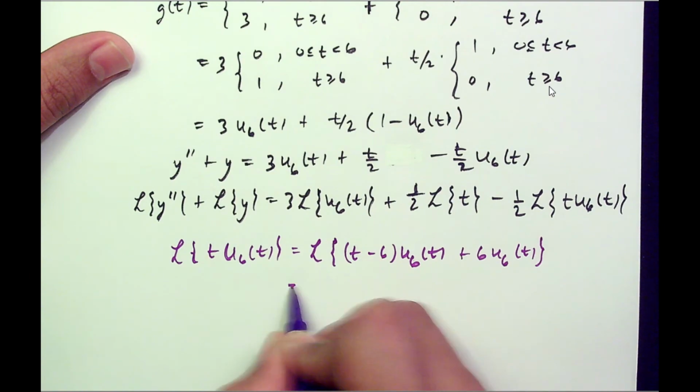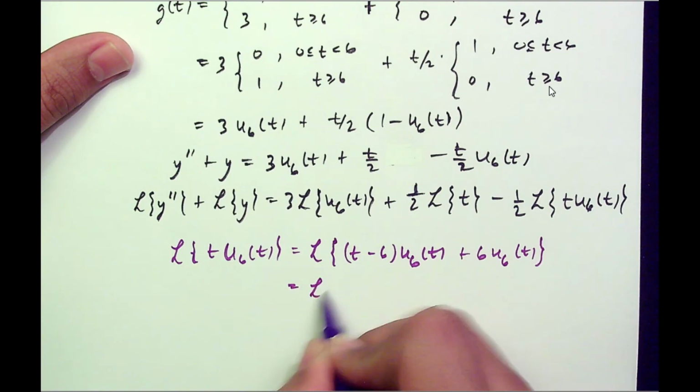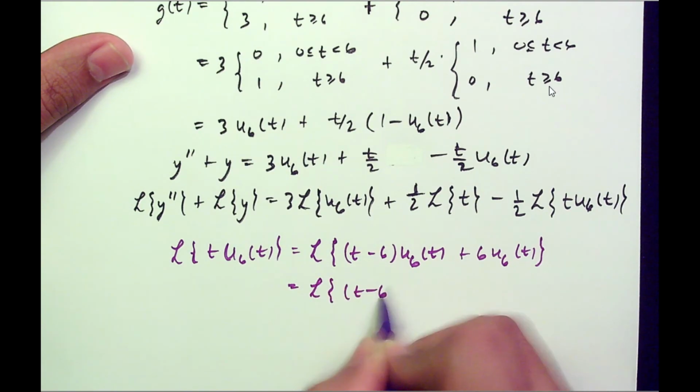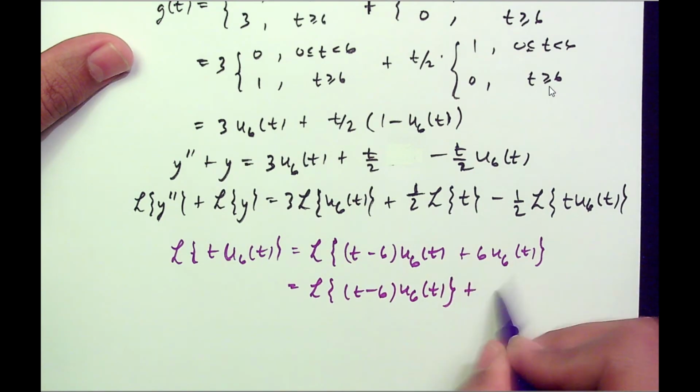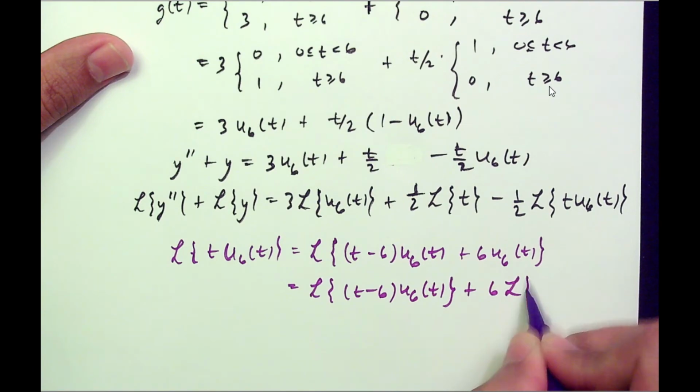And then using the properties of linearity, you can break this up. This is the Laplace transform of t minus 6 u6, plus 6 times the Laplace transform of u6.